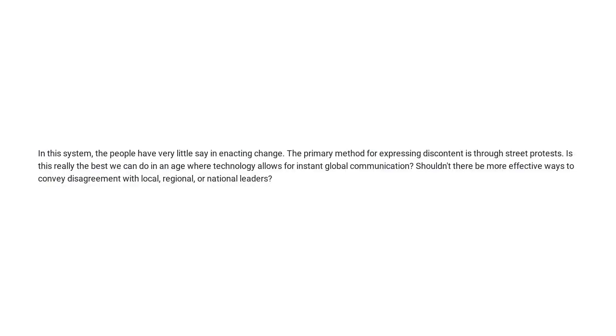Top-down versus bottom-up. In this system, the people have very little say in enacting change. The primary method for expressing discontent is through street protests. Is this really the best we can do in an age where technology allows for instant global communication? Shouldn't there be more effective ways to convey disagreement with local, regional, or national leaders?